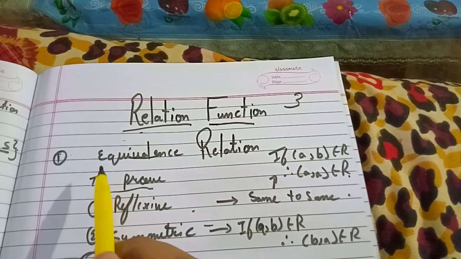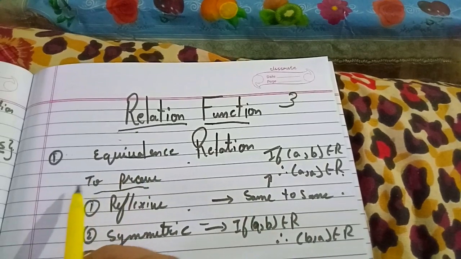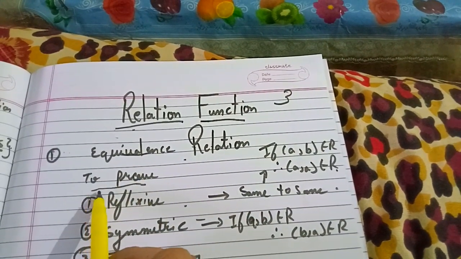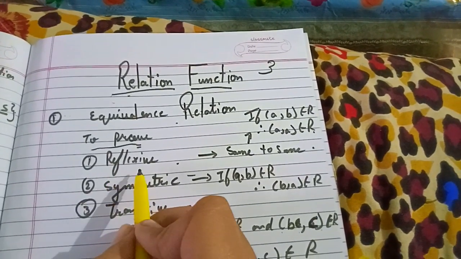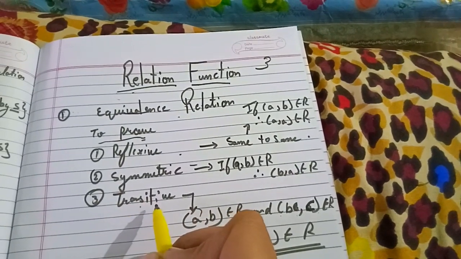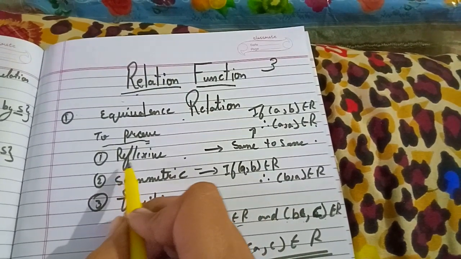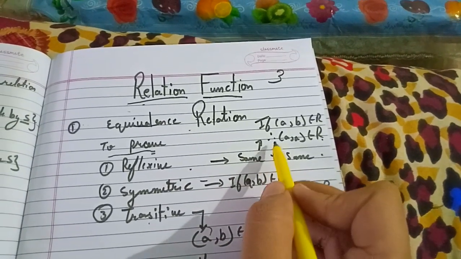First is equivalence relation. Equivalence relation questions just ask to prove equivalence relations. So we have to prove three things in equivalence relation. First is reflexive, then symmetric, then transitive. So first we are seeing what is reflexive. Reflexive means same to same, or two things which are identical to each other.